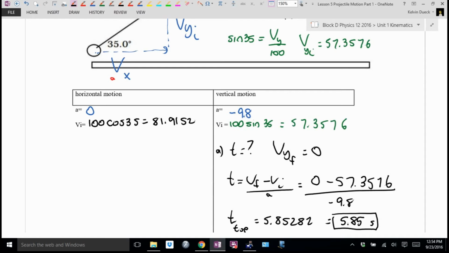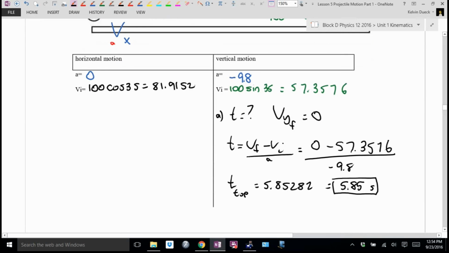Multiply what by 2? Now the only reason that works is, are we starting on the ground? Are we ending on the ground? What goes up must come down. Then we can just double the time. Okay? So B, the easiest way, time of flight is going to be 5.85282 times 2.